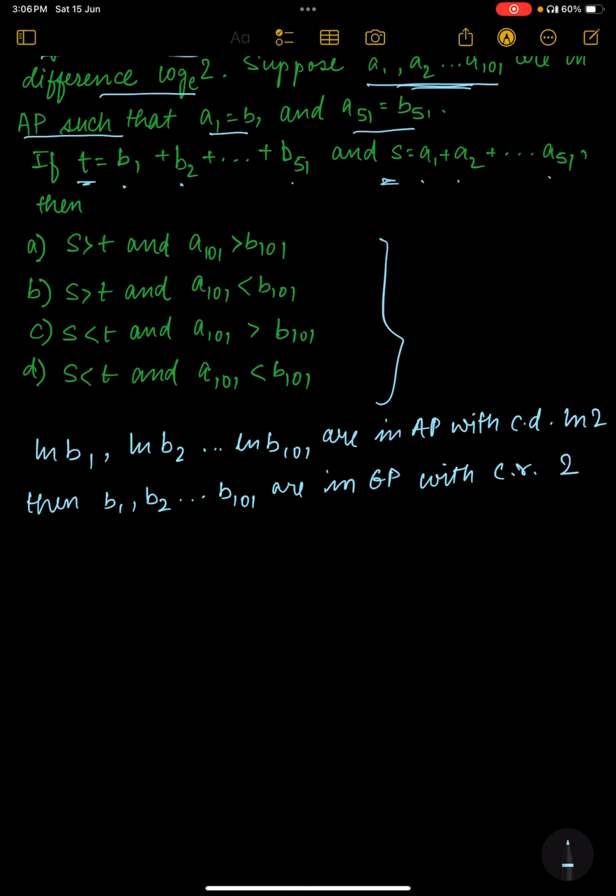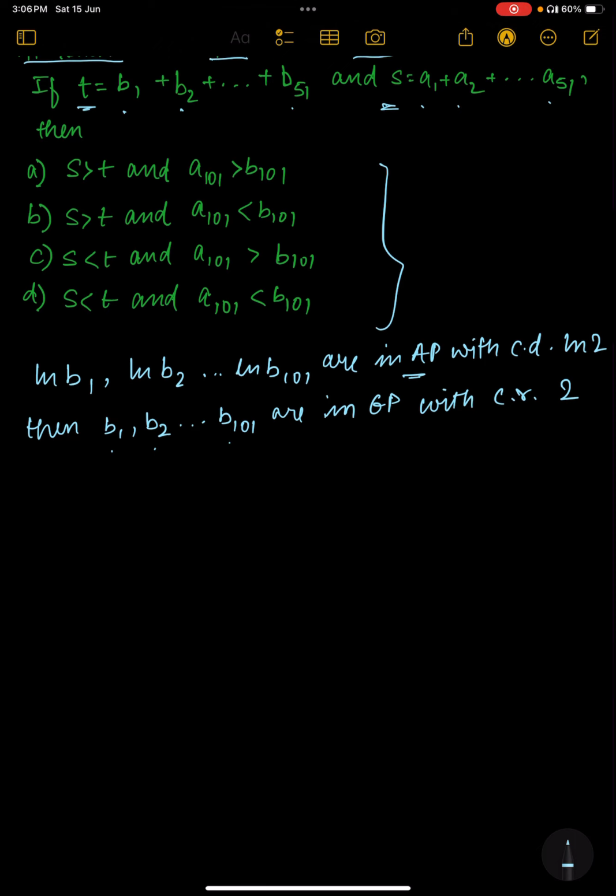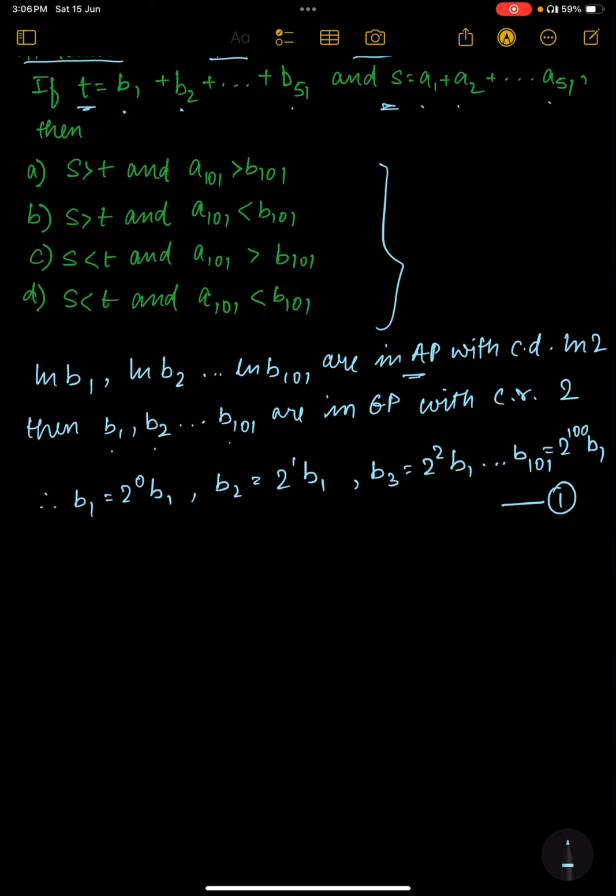So when we have natural log of b1, b2 all the way to b101 in AP with common difference ln 2, then b1, b2, b101 are in GP with the common ratio 2. So we can write, therefore, b1 is equal to 2 power 0 b1, b2 is equal to 2 power 1 b1, b3 is equal to 2 power 2 b1, all the way to b101 is equal to 2 power 100 b1. Let us say this is equation 1.